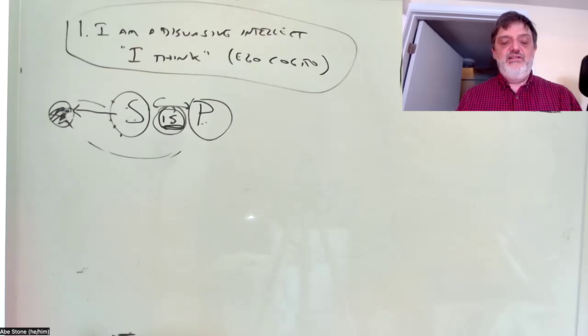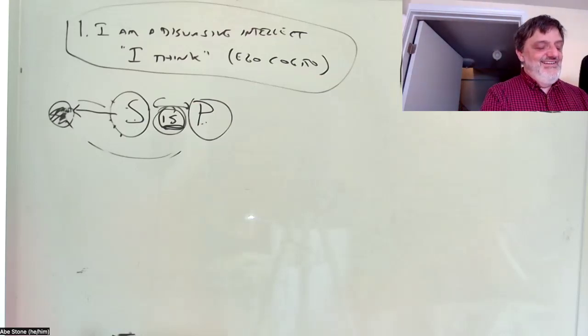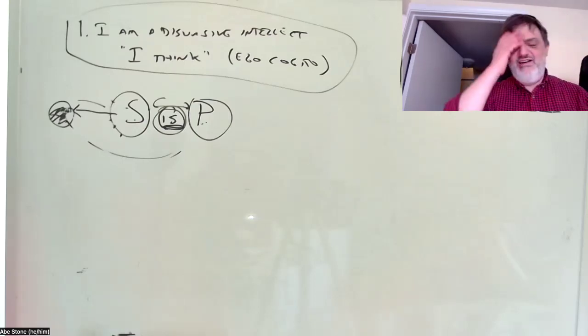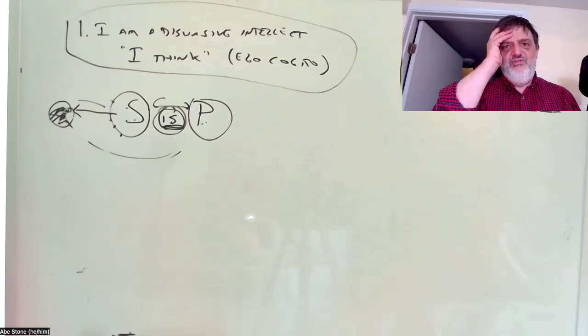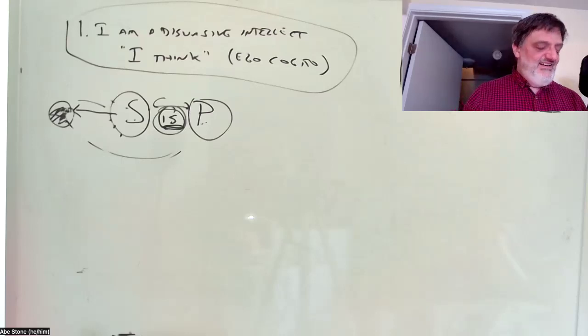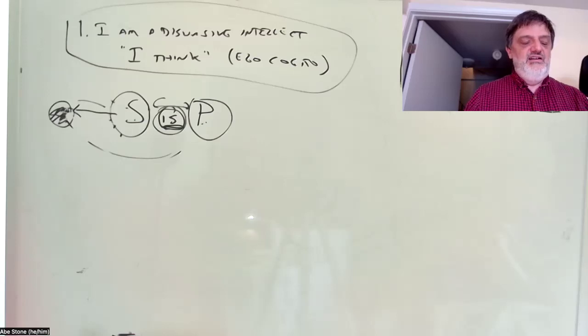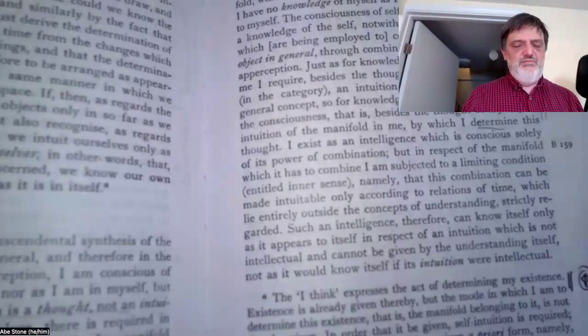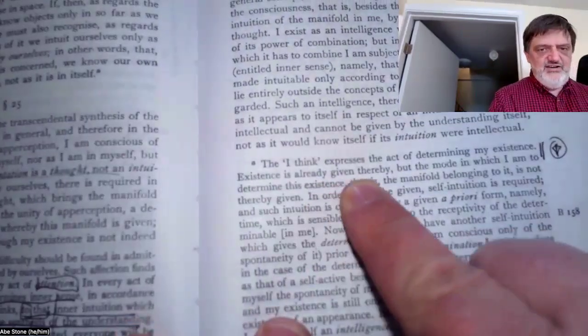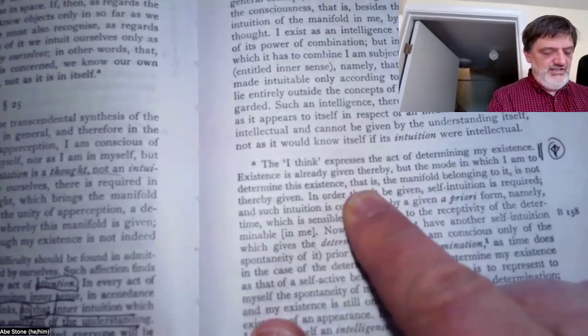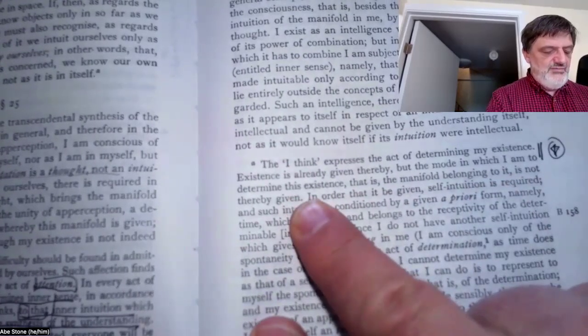That is, this I think has proved that I exist, but it hasn't yet shown me what I am, which is weird. Right? In 100B, I always stop at this point and point out how weird that is. How could I have shown something exists without knowing what it was I was showing? Descartes, I think, doesn't really have an explanation for that, whereas Kant does, and he agrees that a problem has been left here, right? Existence is already given thereby, but the mode in which I am to determine this existence, that is, the manifold belonging to it, is not thereby given.